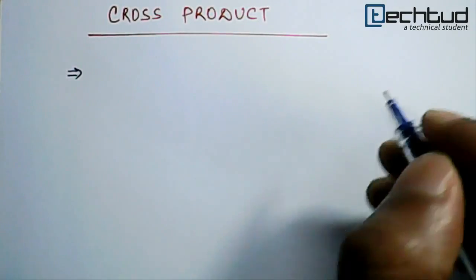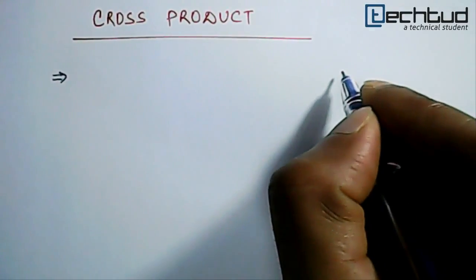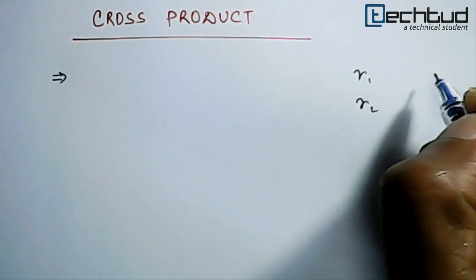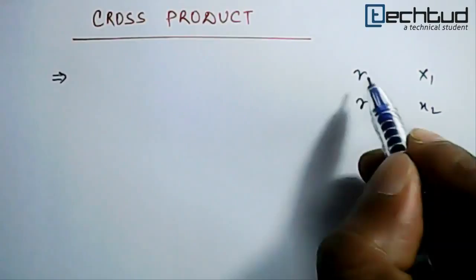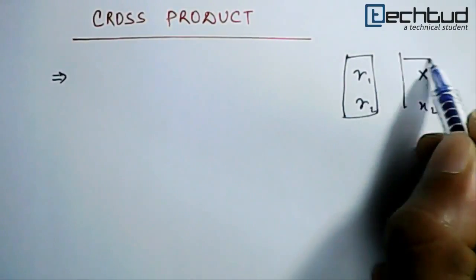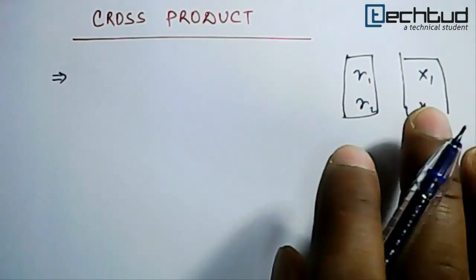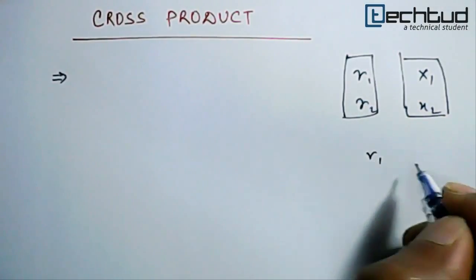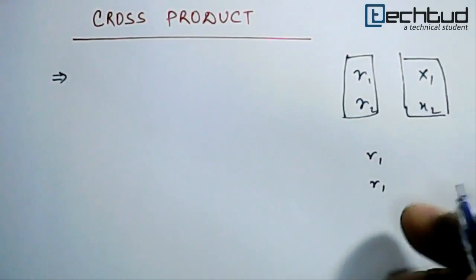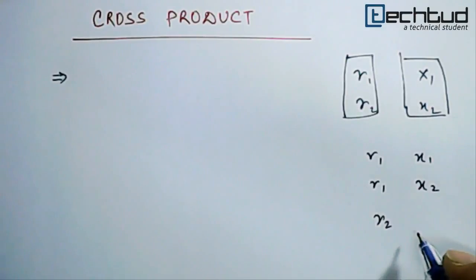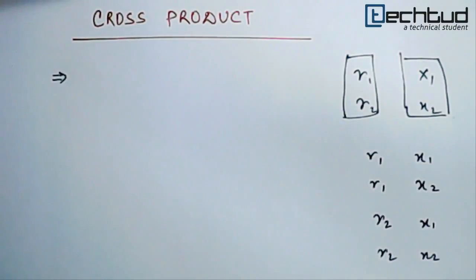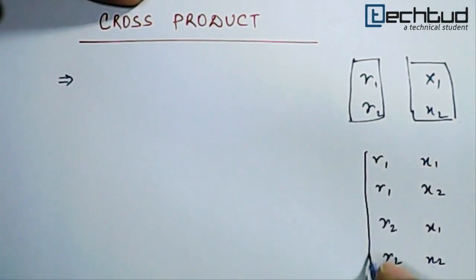What I mean by saying is, let's say we have two relations, R1, R2, and another relation with X1, X2. If you do cross product of these two, it will give you R1, and with R1 you have the combination of these two, that is X1, X2. Then with R2 you have both combinations, that is X1, X2. So it returns you all the possible combinations of the rows. Fine. So this is basically cross product.